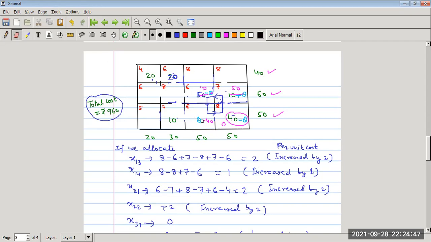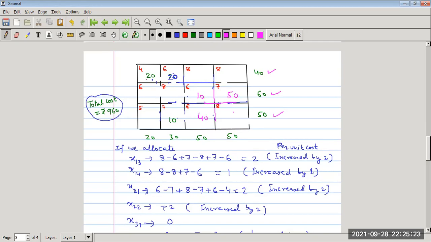So now what are the allocations? We have to write the new possibility. So this is the new possibility. We allocate 40 items here, 0 in this point, so no need to write 0, and 50 in this point and 10 in this point. Sorry, 10 in this point and 50 in this point.